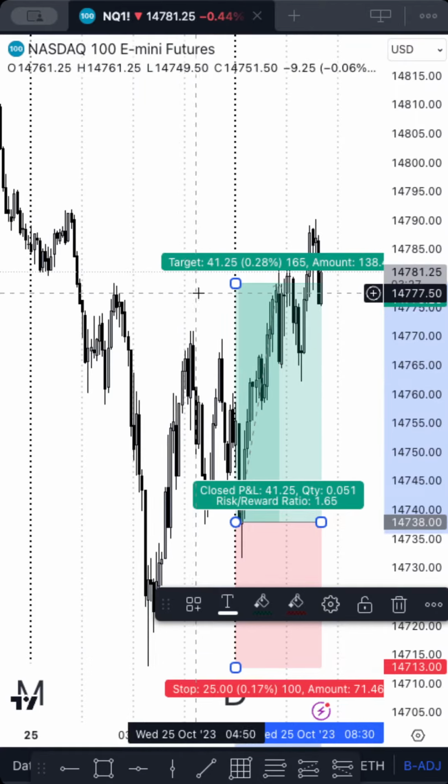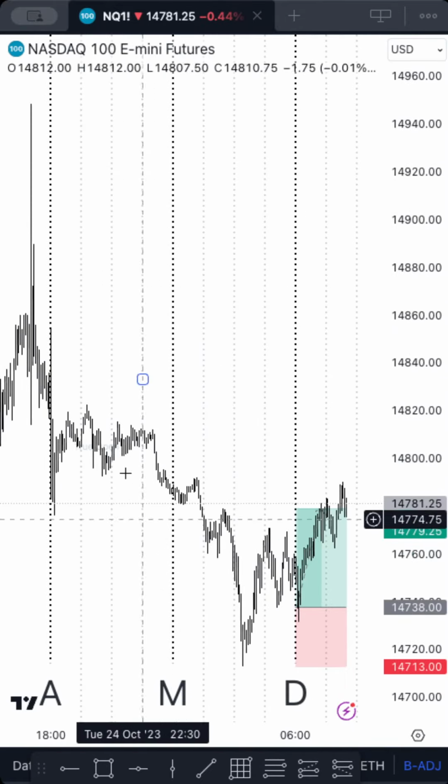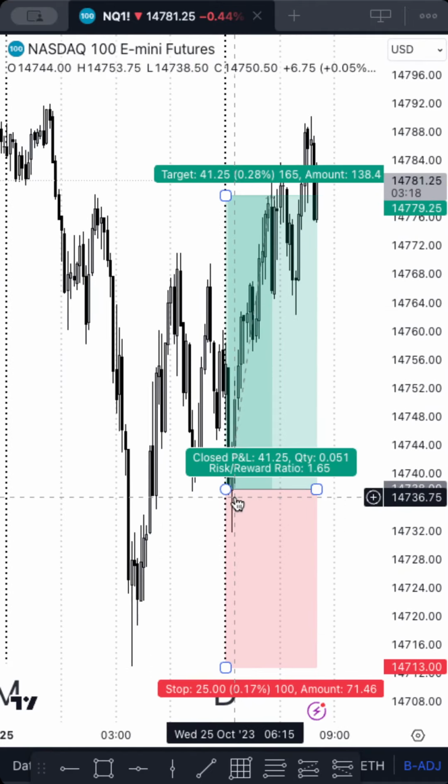Just understand higher time frame, what's going on, and then having that fit into your lower time frame context of what's happening. With me specifically, I like to use the power of 3, and with that, I was able to get a really good trade this morning.